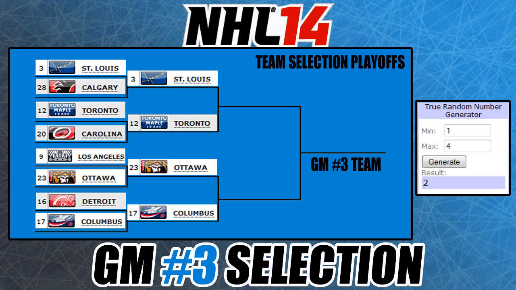Okay, so for the next round of the team selection randomized playoffs, we got St. Louis, Toronto, Ottawa, and Columbus. So we're going to start with St. Louis. St. Louis rolls a 1. Ooh. Toronto is going to roll a 4.